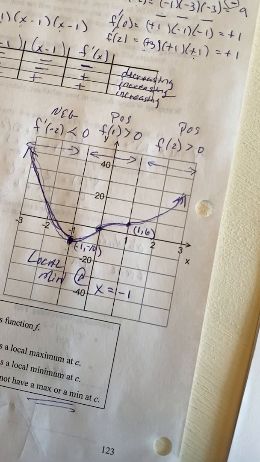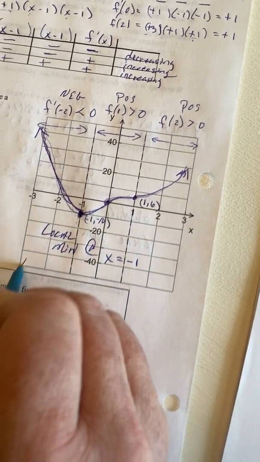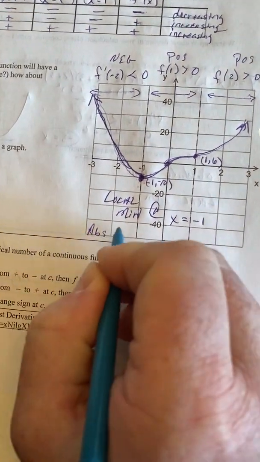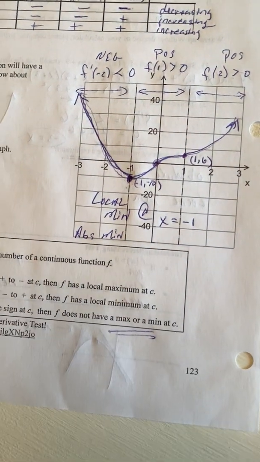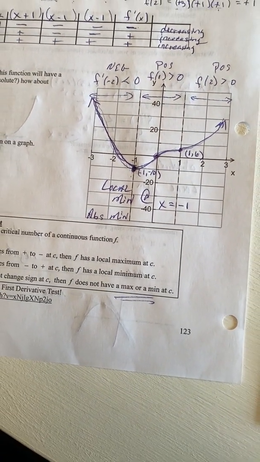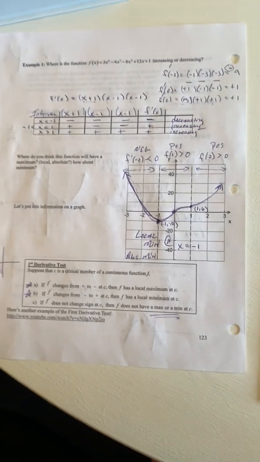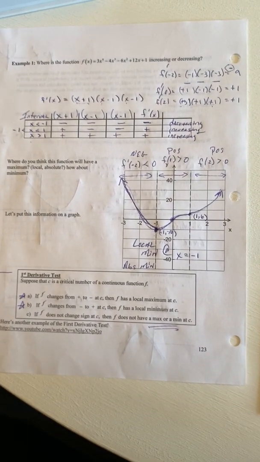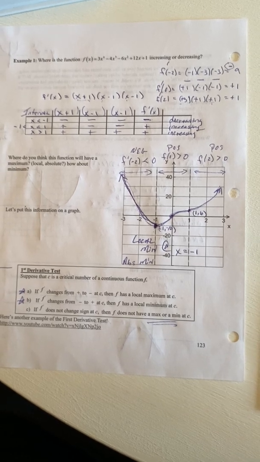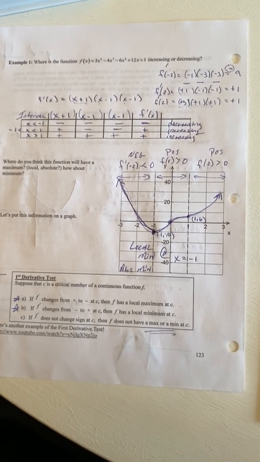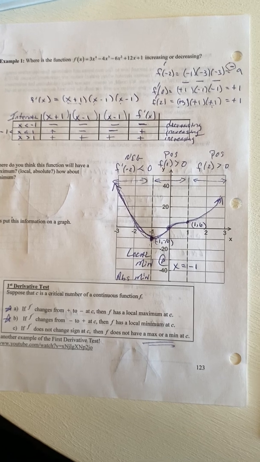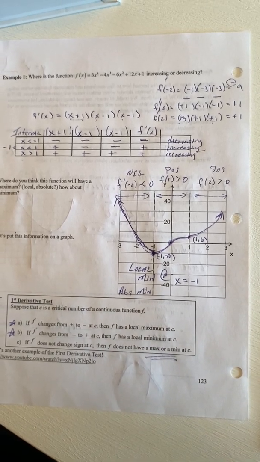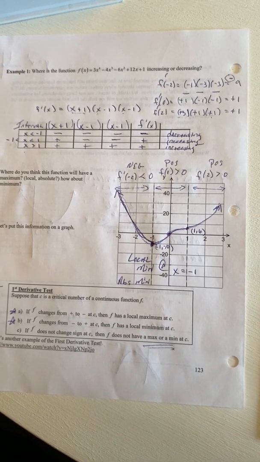But hopefully that helps. This is also an absolute minimum because this is the lowest value. And this function as well, just like the last graph, does not have an absolute max or even a local one for that matter. Hope that helps. It's confusing, but that's why I wanted to walk you through this live as I was doing it. And next video we'll practice some more, and I'll throw another rule at you. Okay.